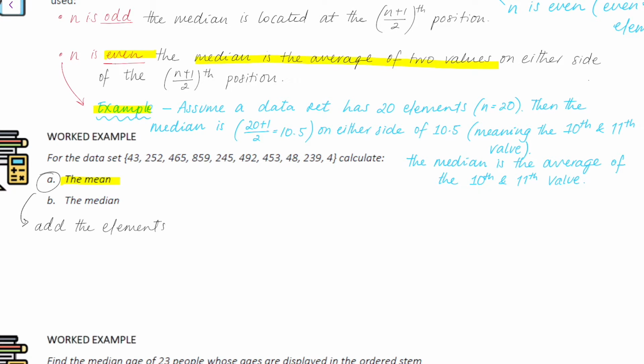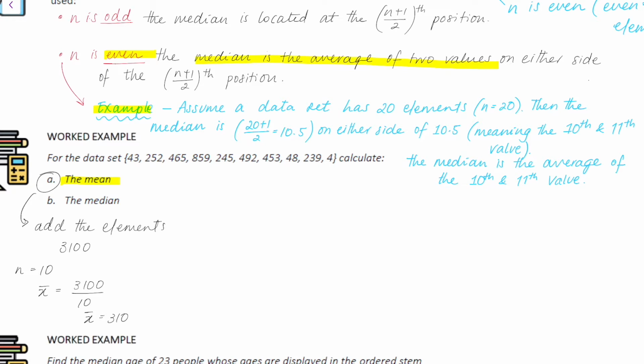So just using a calculator here, we end up with 3,100, and then we have how many data points? We have 10 data points. So in this case, n is equal to 10. So our mean is going to be 3,100 divided by 10, which means our mean is 310. So that was nice and easy.